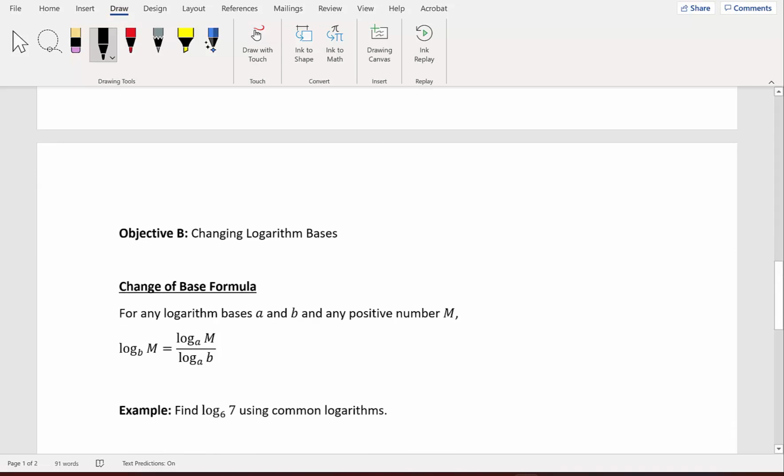Now, the 2 bases that you would want to change into are the ones that you have on your calculator. That way you can get an approximation. So you really want to change this into either log of m over log of b, so that our base is 10, or natural log of m over natural log of b. You could use either one of these formulas, and it'll give you the correct approximation.